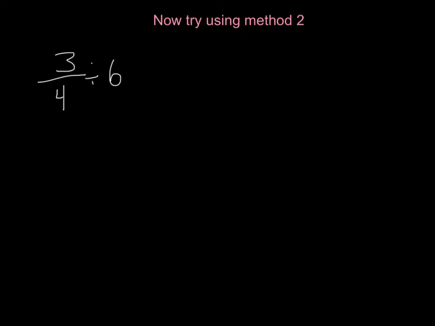So now I'd like to try 3 over 4 divided by 6 using method 2. You can pause it right now and then unpause it for the solution. Okay, so let's take a look at the solution together then.